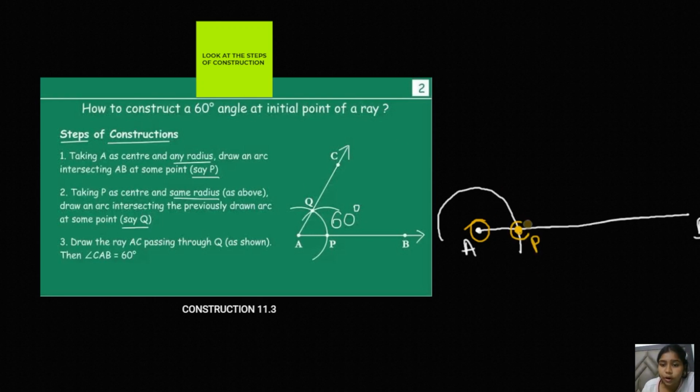Now put the pointer at P and again draw the arc. So when you draw the arc, it will come out like this. Am I right?